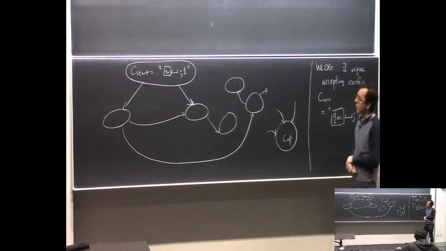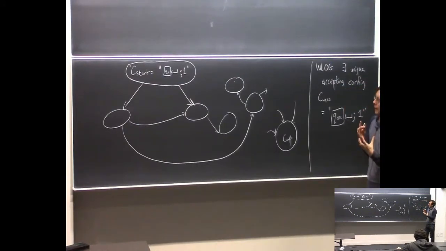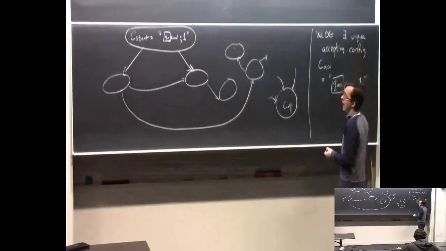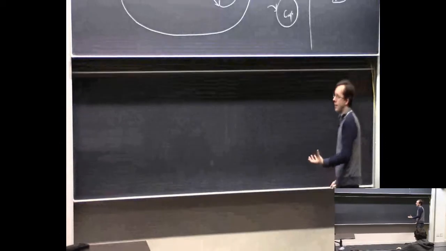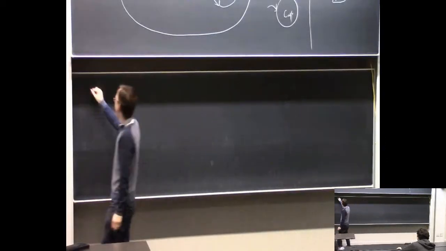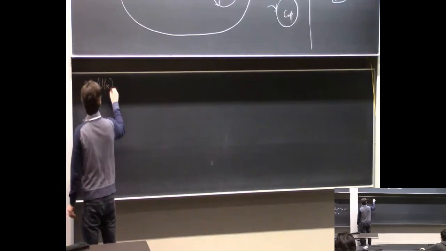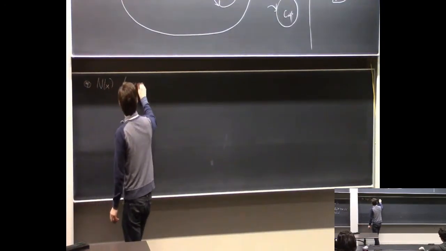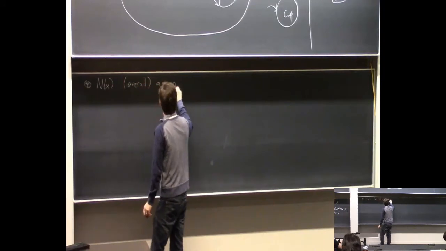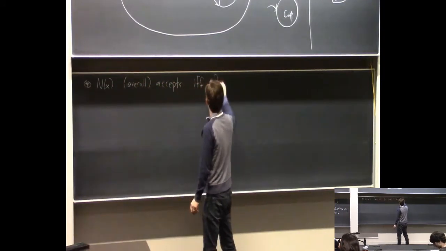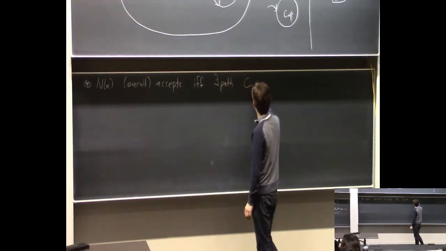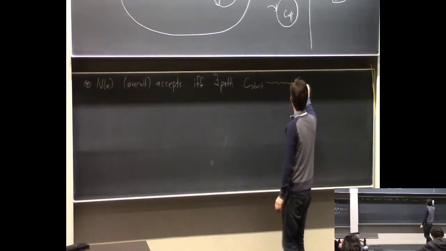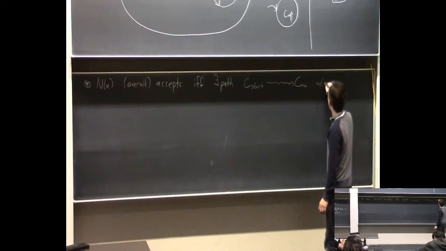OK, and finally, remember, what does it mean for non-deterministic computation to overall accept? The key point is that if you have such a machine n and you have such an input x, then n of x overall accepts if and only if there's a path in this configuration graph from C start to C accept within this graph.